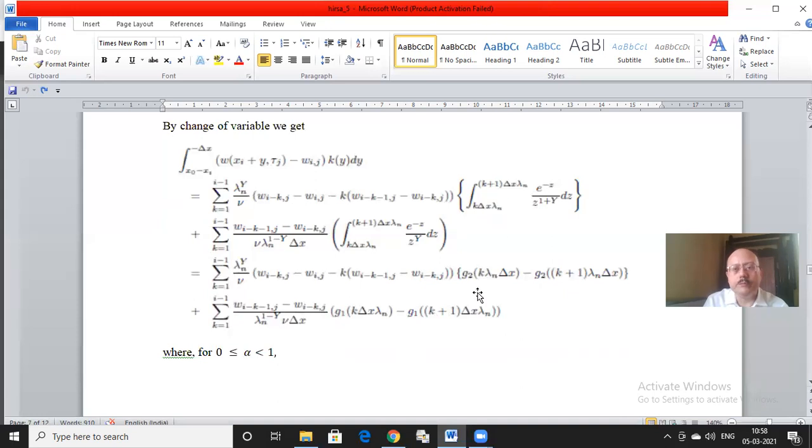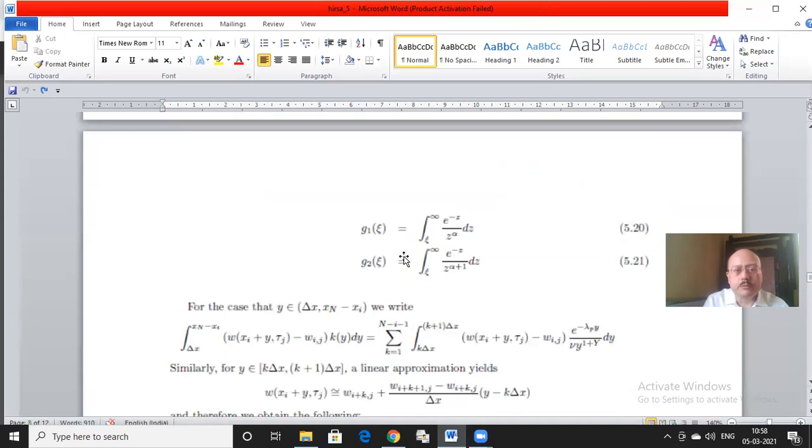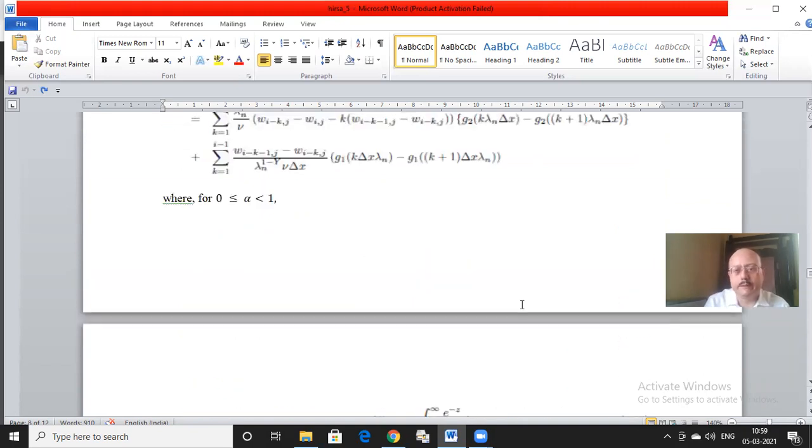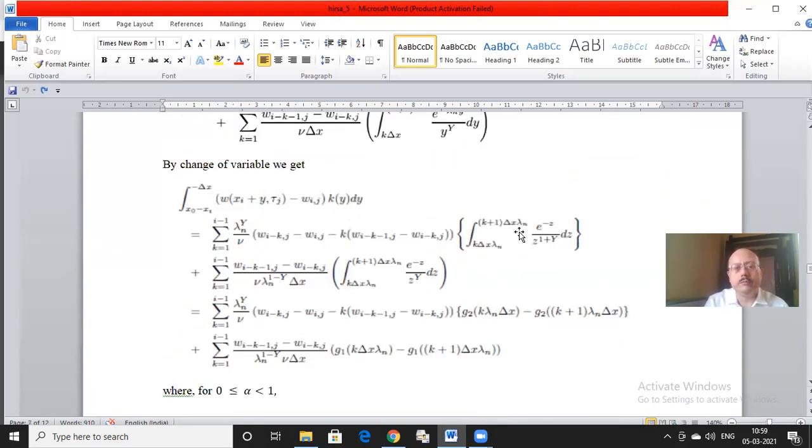We call this g2. So let me show you this first. g2 and g1 are defined like this. g1 of xi is the integral from xi to infinity of e to the power minus z, z to the alpha dz, and g2 of xi is the same type of function from xi to infinity with the exponent plus 1, because I have two such things. So this is my g2 in the first term, and this is my g1 in the second term. So the integral is called g2. I can just evaluate it at the upper limit minus the lower limit. That takes care of it. And the second term is the same thing for g1.